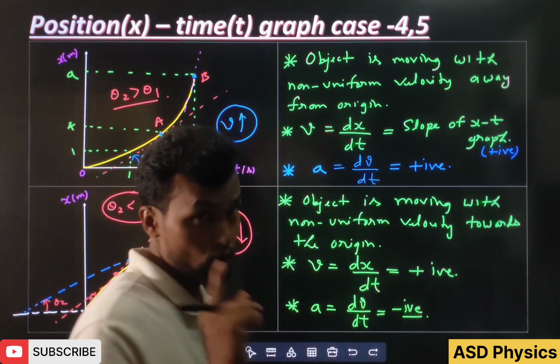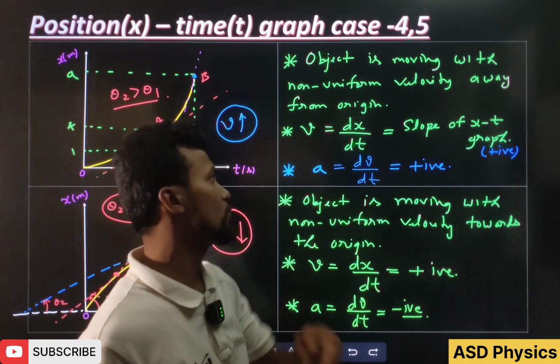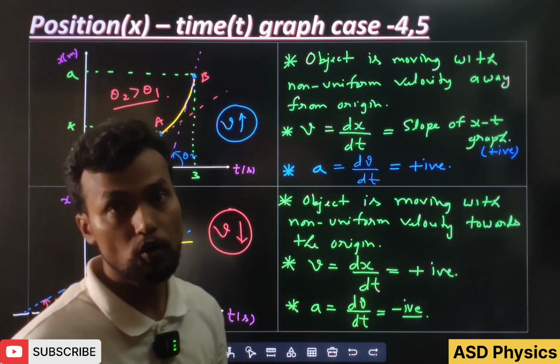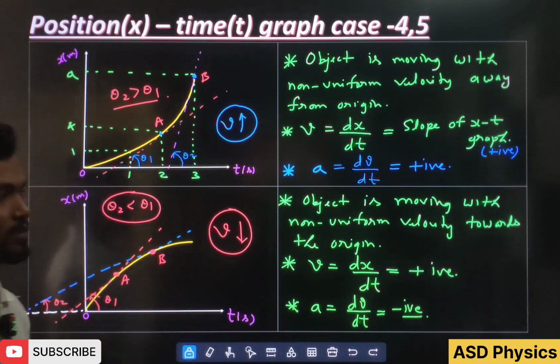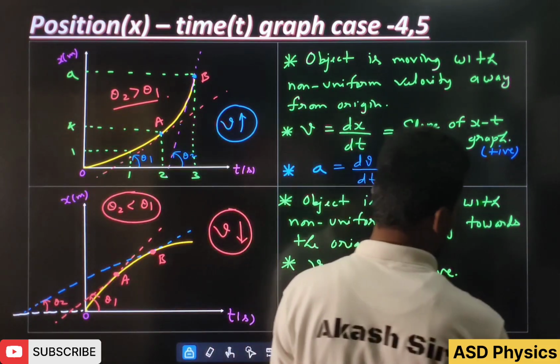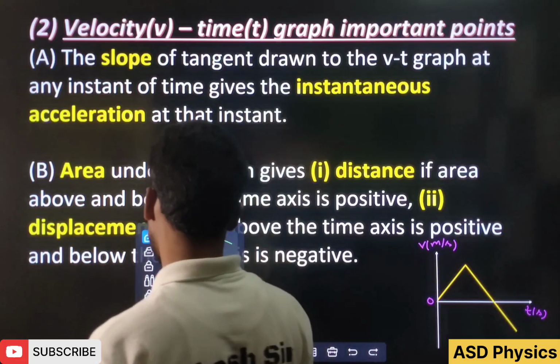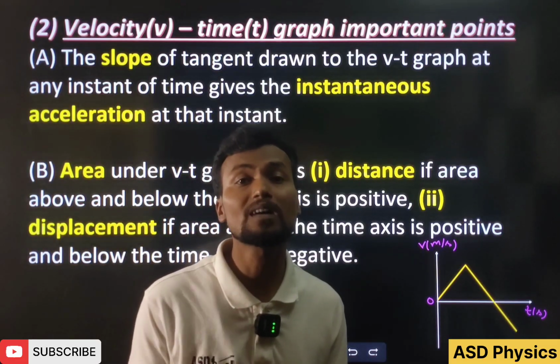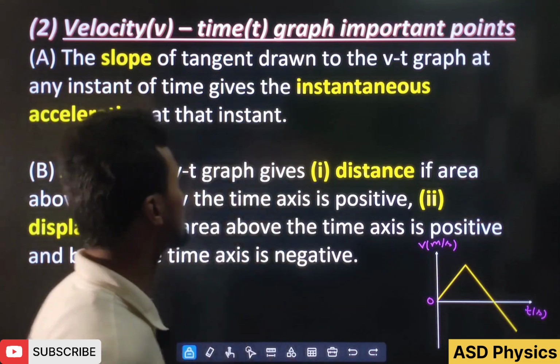I hope you know very well, when both are positive, velocity will increase, but when one is positive and one is negative, the velocity will decrease. Remember that here. I hope this slope concept is very clear to you. Now students, after completing the position time graph, we are going to move to the velocity time graph. Okay, so let's go through it.